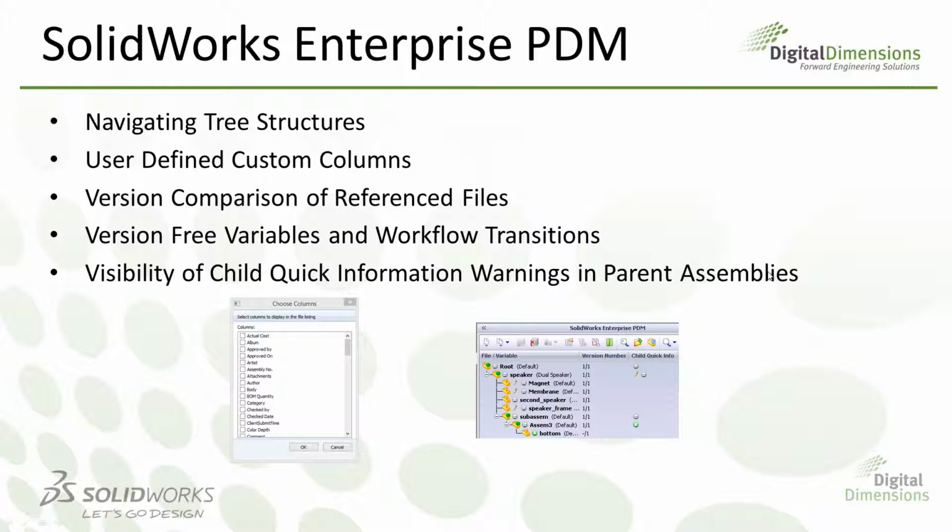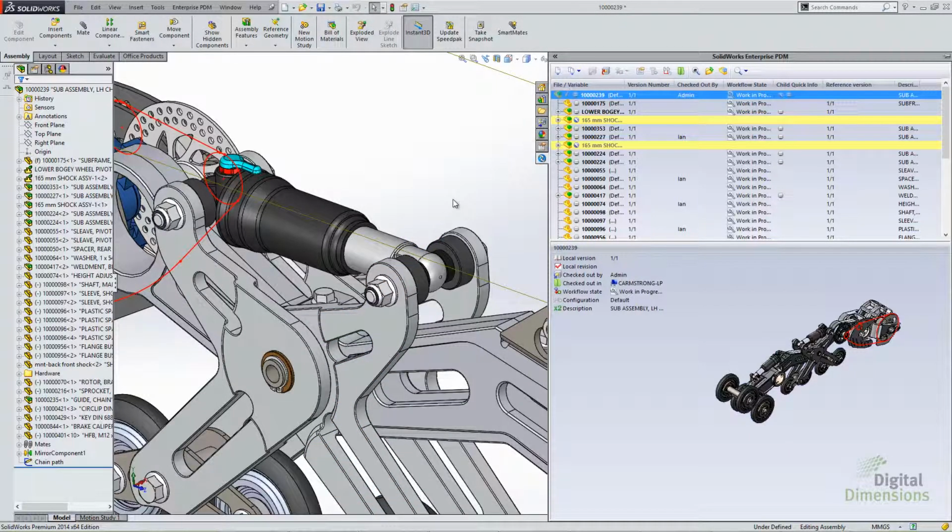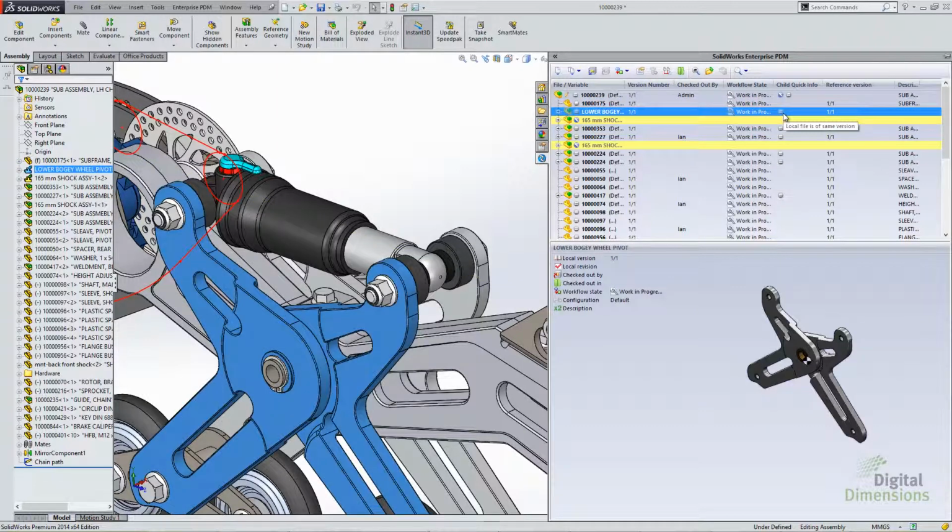The last thing for this particular webcast is visibility of child quick information warnings in parent assemblies. This is one big limitation in previous versions. In the SolidWorks add-in, in the Enterprise PDM task pane for SolidWorks, we've always had this child quick info column, which gives me information about the children parts or subassemblies of this top-level assembly. In previous versions, however, it would only show me what pertained to that subassembly or part. So for instance, for this part here, it would only show me the information associated with that particular assembly. But if that assembly had subassemblies, it would not show me the child quick info for the subassemblies. That's what's changed in the latest release.